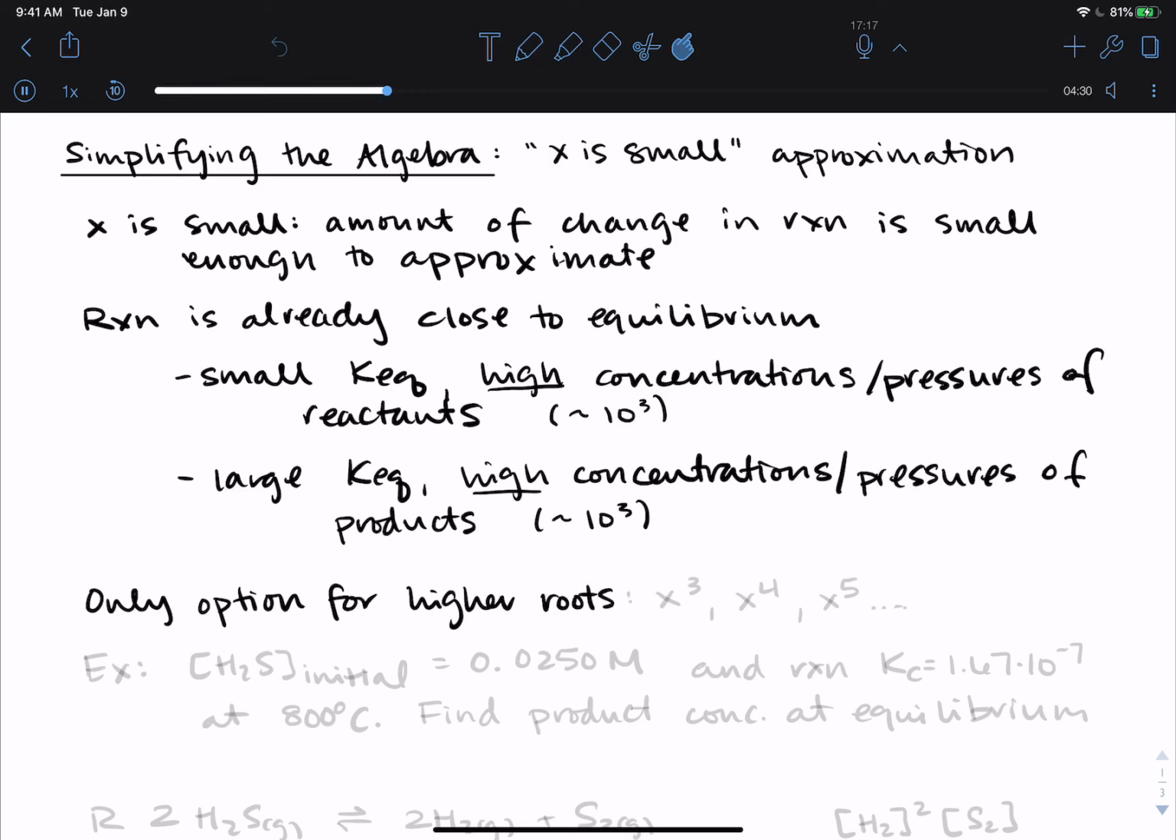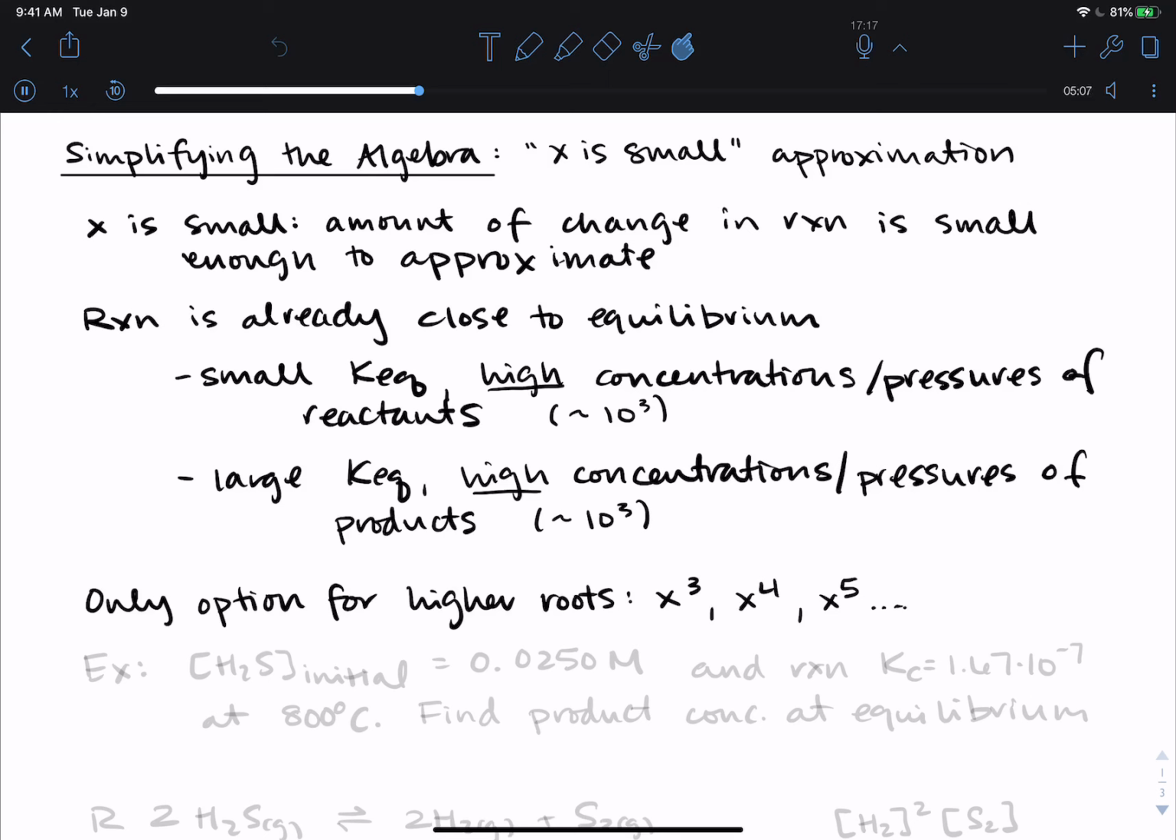This approximation is going to be the only option we have for higher roots. I don't know about all of you, but I cannot factor and solve anything with, say, x to the third, x to the fourth, x to the fifth, especially not with the calculators that we are allowed to use in this class. So this x is small approximation, assuming that we are also close to equilibrium, will be the only possibility for solving something that has a cubic root and higher.